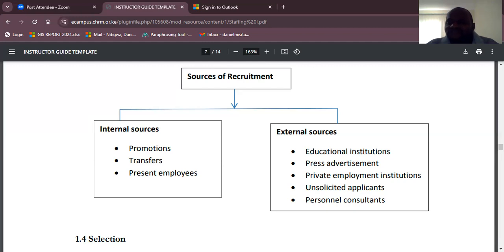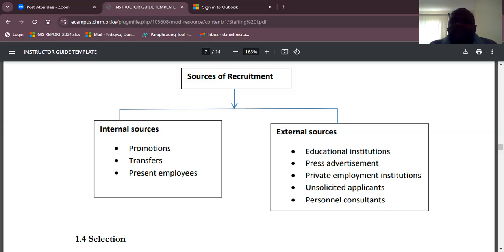Then we also have transfers. We have organizations that are big in terms of branches. For example, you might be in Nairobi and there's a branch in Western, or a branch in Coast, or another branch in Central, and maybe you want to get transferred to those areas. So they will have to look for an opportunity for you in that branch. Once they transfer you, they leave a gap behind, and they will obviously look for an existing employee or even a potential employee to fill that gap. So transfers are very common.